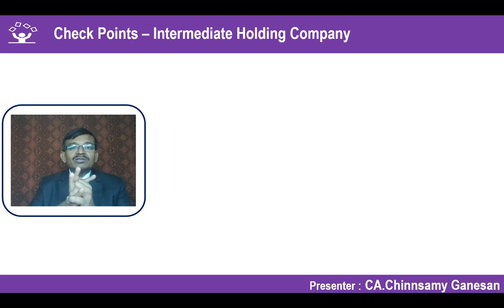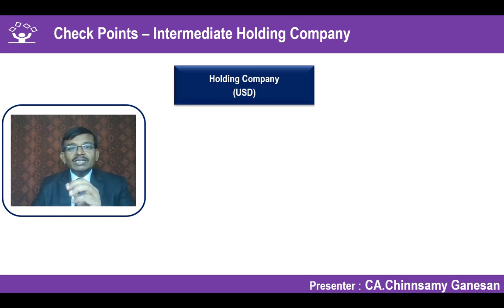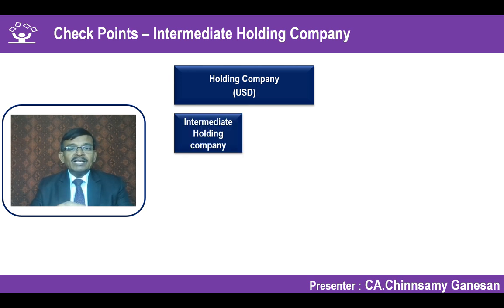Suppose we are talking about some intermediate holding company. What do we mean by intermediate holding company? Let us see the fact pattern. There's a holding company which has US dollar. In this example, I am talking about US dollar. Suppose if you are saying the holding company is in INR, that is also possible. We can take that also, and again you will reach the same conclusion. The holding company has the functional currency of US dollar, and it has one intermediate holding company.